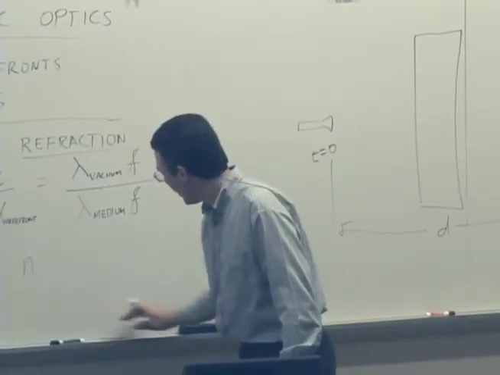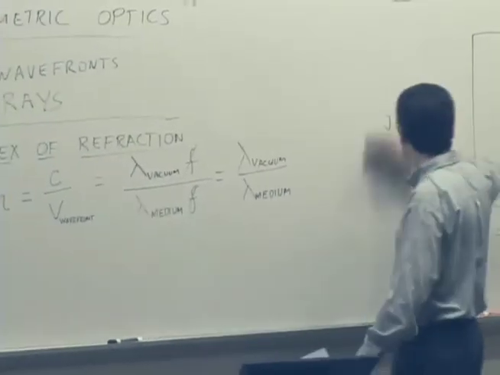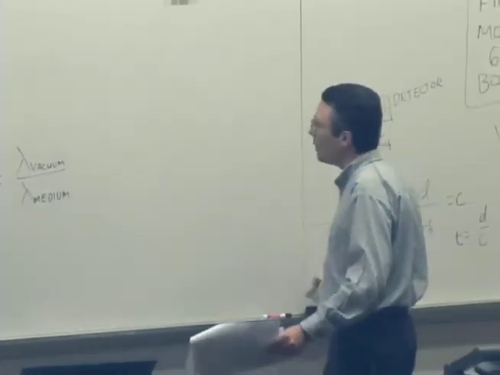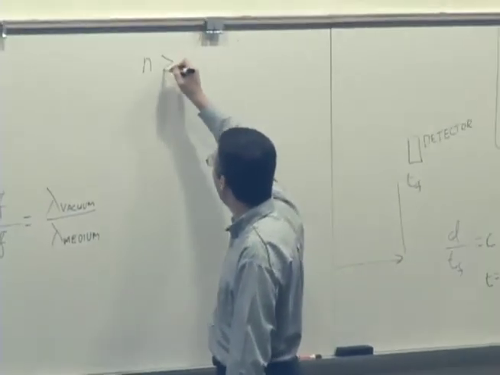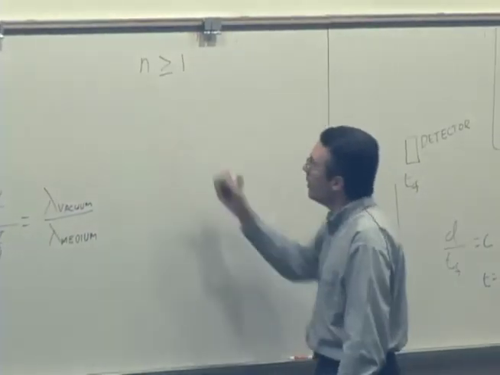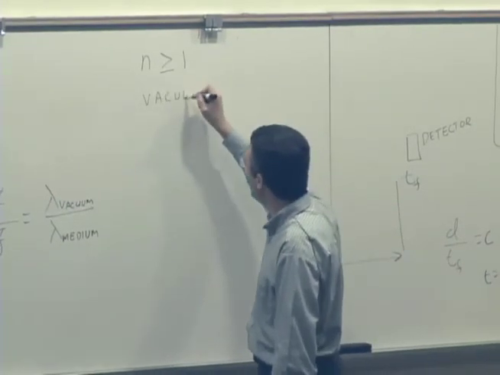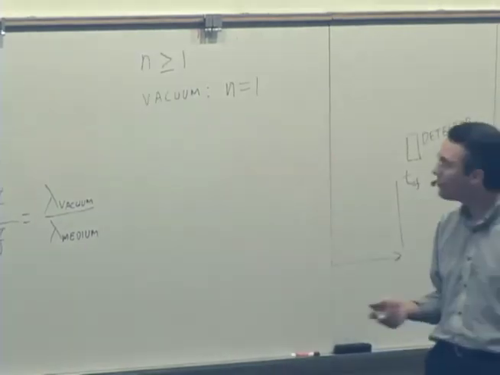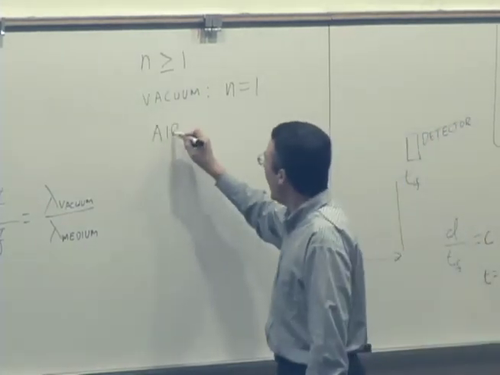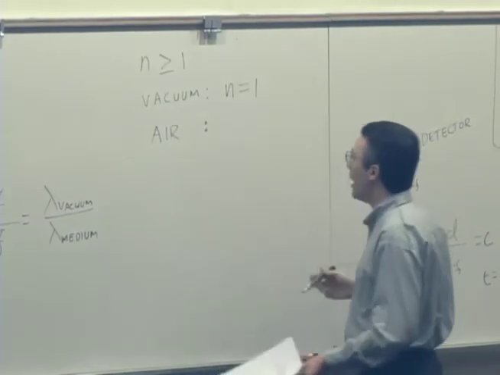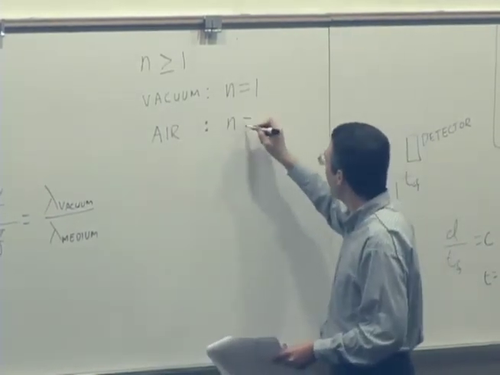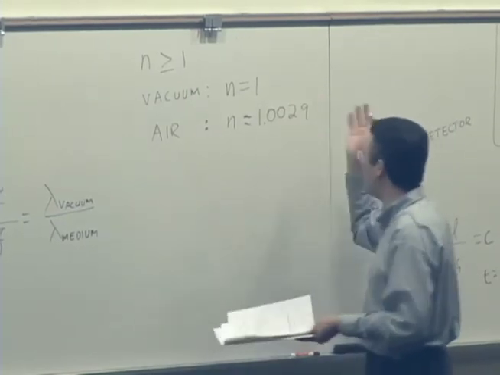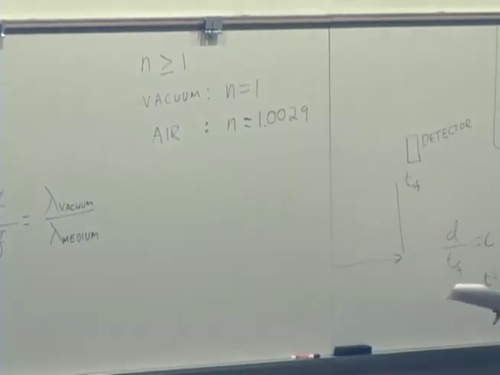What are the sizes of n? Well, for most ordinary materials, pretty much everything we're going to deal with, n is greater than or equal to 1. In vacuum, by definition, n is equal to 1. We just take the speed of light divided by the speed of light. In air, at standard temperature and pressure, n is approximately equal to 1.0029, which is often close enough to 1. Air doesn't really affect the wave fronts that much.